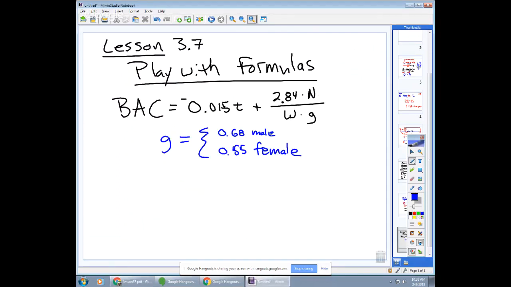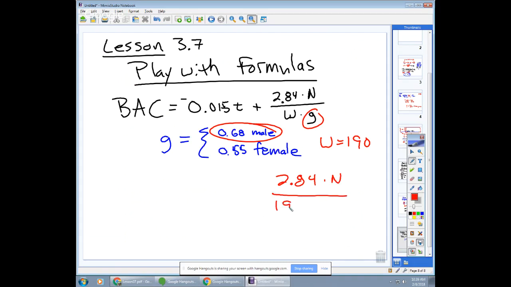All right, so let's see, what do we know? We know that it's a male, so we want this number right here for the G. And we know that the weight is going to be 190. So to clean that fraction up, we're going to take that 2.84 times n, over the 190, times 0.68. And what we need to do is just clean up this part, that fraction right there, and figure out what n is being multiplied by.